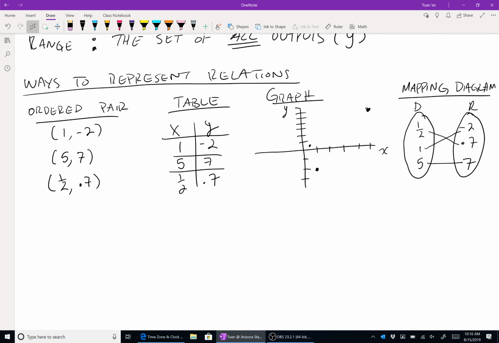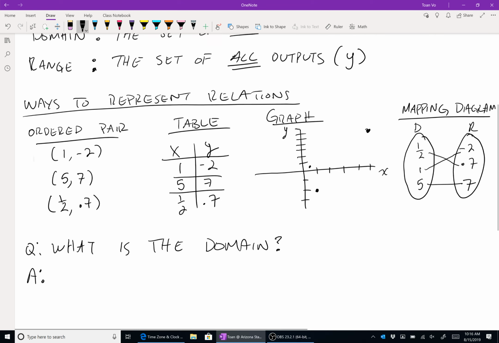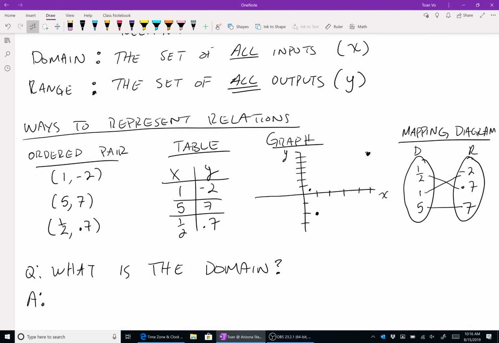But they do have some advantages. For example, if I ask you this question, and this might be a question on a quiz or a test, whatever. Question: what is the domain? With a graph, that might be hard to do because you're going to have to read these tiny tick marks. But with the ordered pairs, tables, and mapping diagrams in front of you, you should be able to answer this question. Recall the vocab word. Domain is the set of all of the inputs, all of the x values.